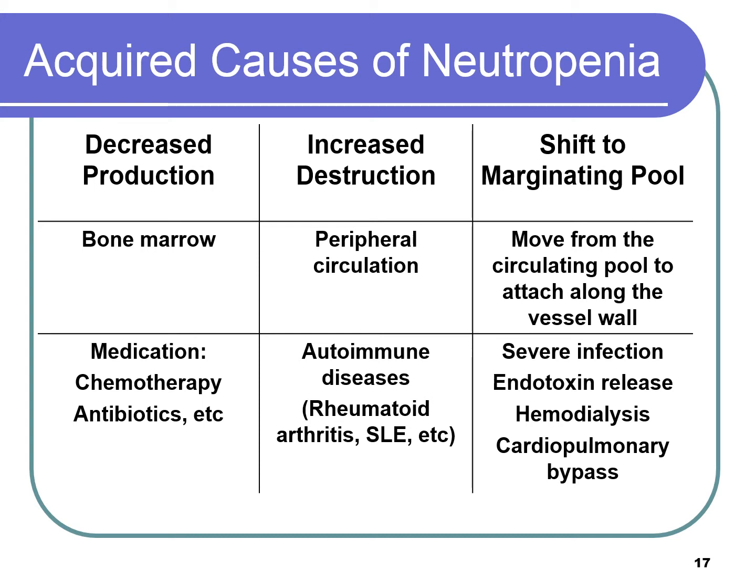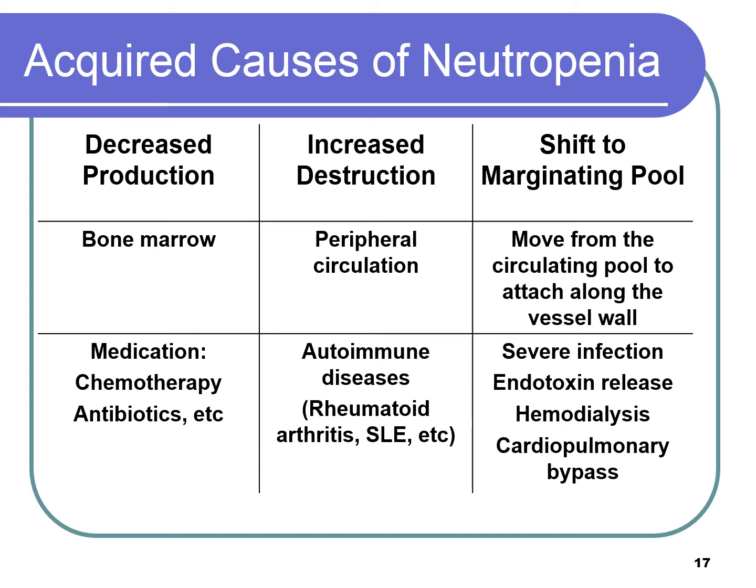The acquired causes of neutropenia may be due to decreased production from the bone marrow, or increased destruction in the peripheral circulation, or a shift to the marginating pool. It means we have a lot of neutrophils moving from the circulating pool and attaching along the vessel wall. And this happens in severe infection, endotoxin release, hemodialysis, or cardiopulmonary bypass.